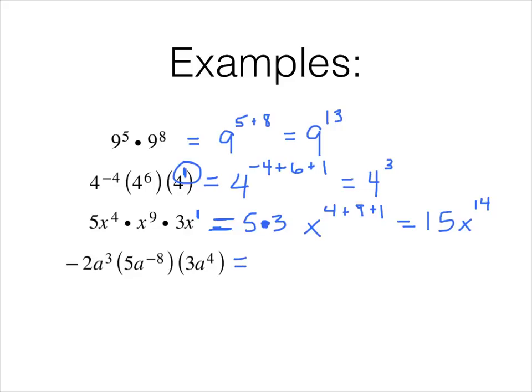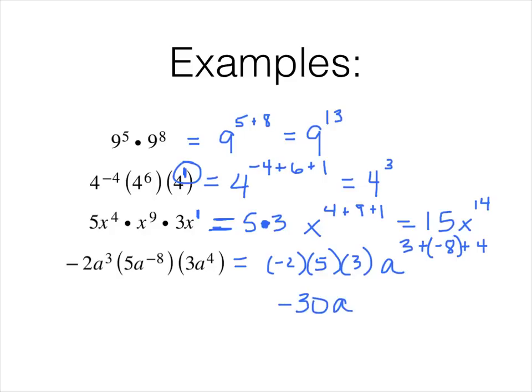Awesome. All right, again, I have coefficients to multiply. So I have negative 2, 5, and 3 multiplied, and then a to the 3rd, a to the negative 8th, and a to the 4th. And I can put my parentheses around the negative 8 because that's technically how it should look, but it's not really necessary if I know what I'm adding together. Negative 2 times 5, negative 10 times 3, negative 30. For a, 3 plus negative 8 is negative 5. Negative 5 plus 4 is negative 1.